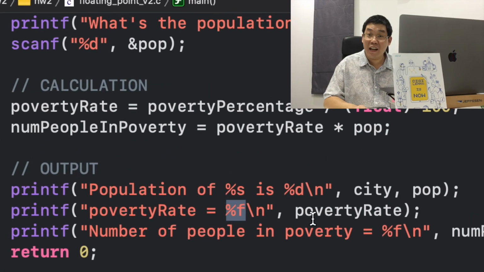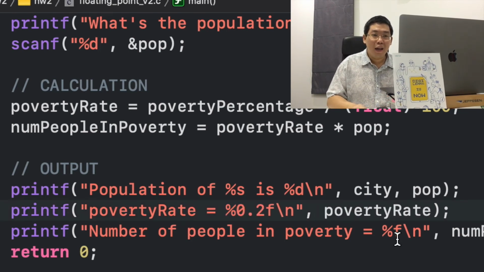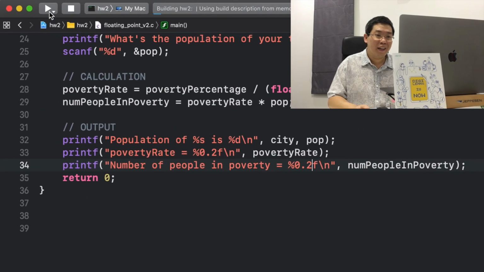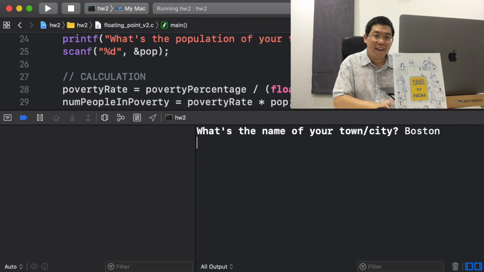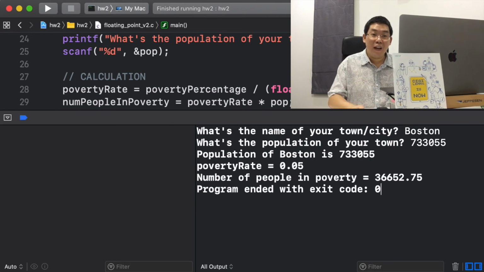Here you see %f, that means printing a floating point with some number of decimal places. How many number of places? I don't know, it depends on the system. But if you want to force it to use 2 decimal places, then you do this, 0.2 and 0.2. And let's try. Beautiful. You get 2 decimal places as you wish.